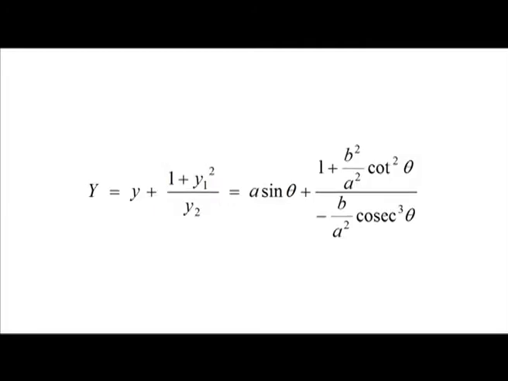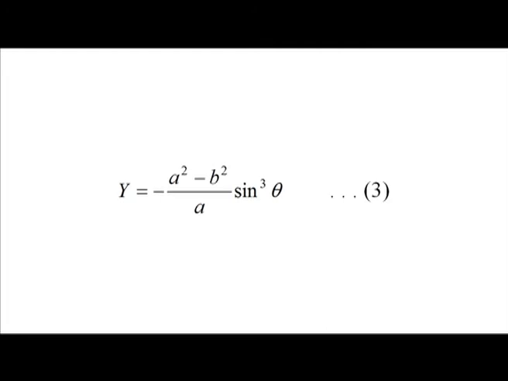Also, uppercase Y is equal to y plus 1 plus y1 square by y2, which is equal to a sin theta plus 1 plus b square by a square cot square theta by minus b by a square cosec cube theta, which on simplification yields uppercase Y is equal to negative a square minus b square by a times sin cube theta. We call this equation number 3.